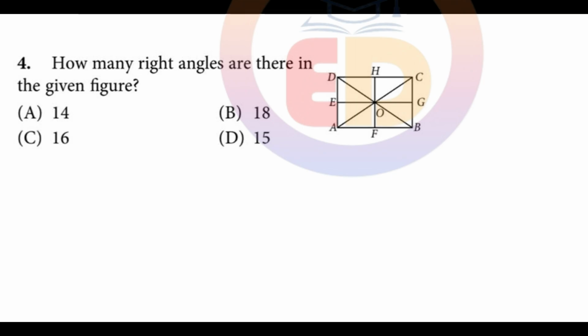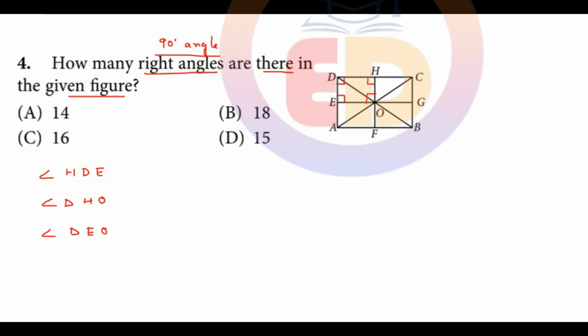How many right angles are there in the given figure? Now right angles, we know, are 90-degree angles. If you look at this shape, the right angles are first this one, angle HDE. This is the second right angle, which is angle DHO. This is the third right angle, angle DEO, and this is the fourth right angle.